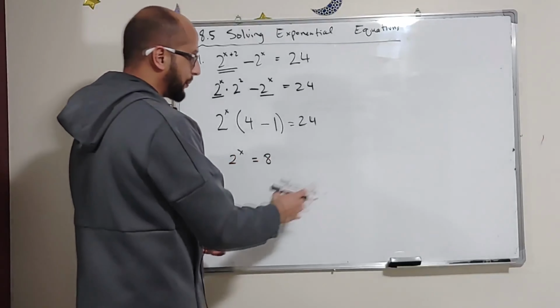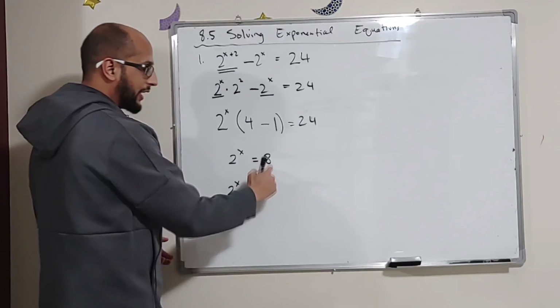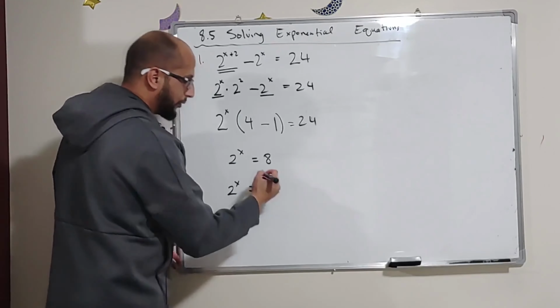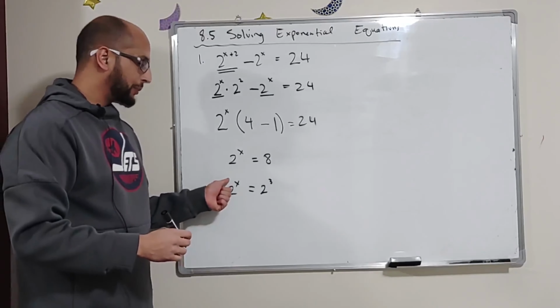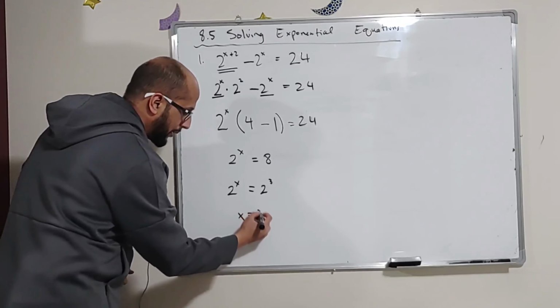2 to the power of x equals 8. Let's start by changing the base. I can write 8 as 2 to the power of 3. So 2 to the power of a number is equal to 2 to the power of 3. That number must then be 3. Straightforward.